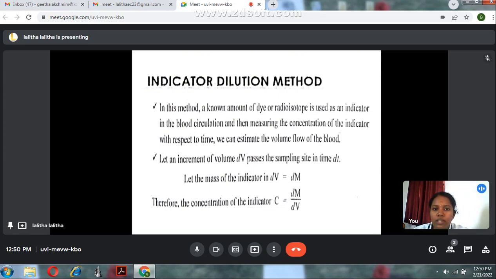The indicator dilution method is one of the cardiac output measurement methods, in which the indicator is a dye or radioisotope used in the blood circulation. Measuring the concentration of the indicator with respect to time, we can estimate the volume flow of blood. Let dV be the increment of volume passing the sampling site in time t. Differentiating with respect to t, the concentration of indicator C is equal to dM divided by dV, where M is the mass of the indicator and V is the volume.